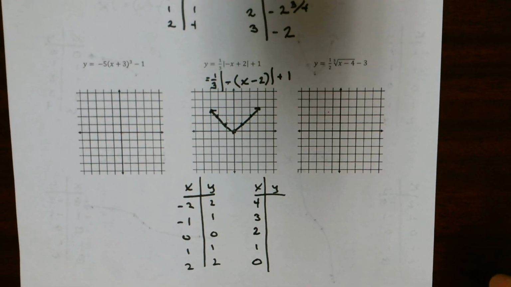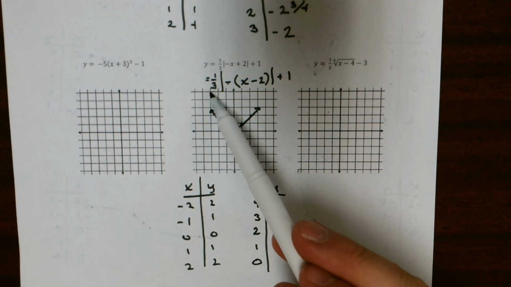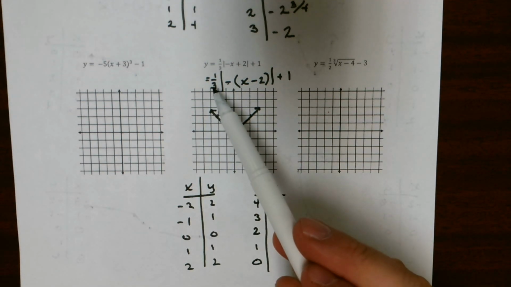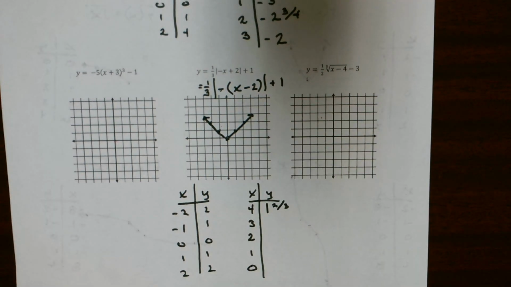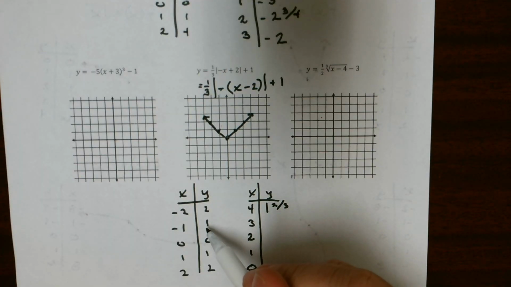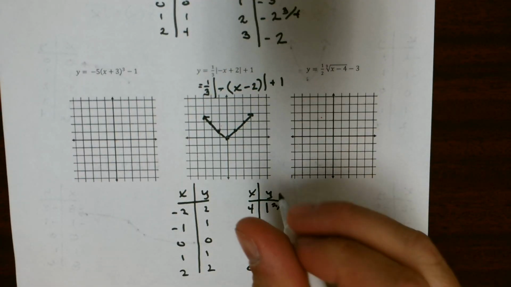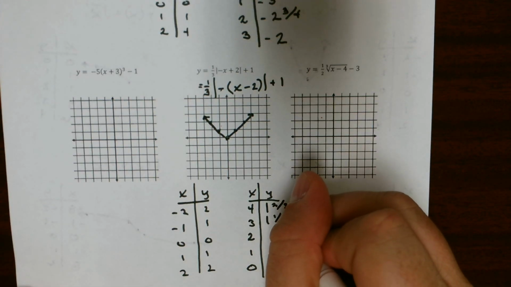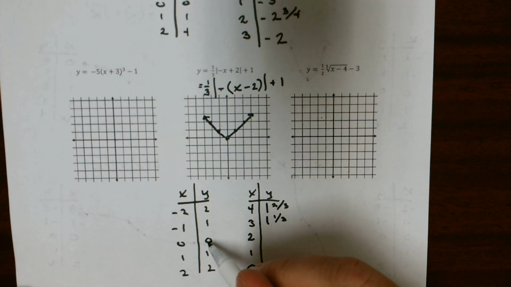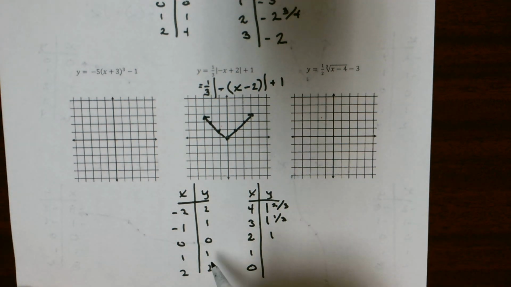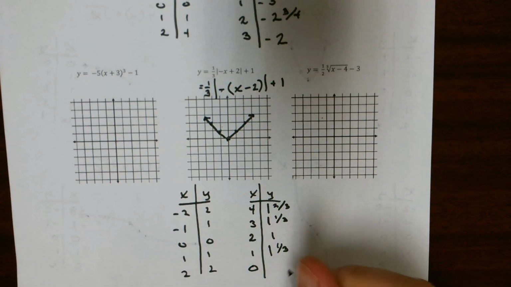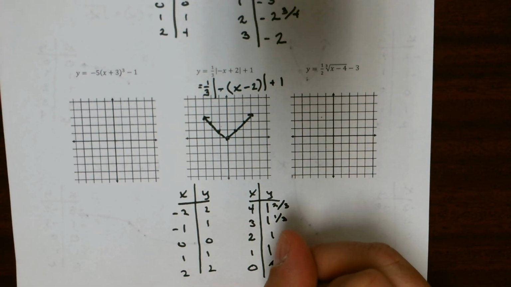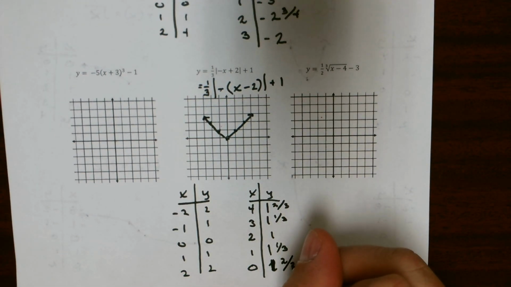Okay, so now y coordinates, we need to multiply by 1/3 and then move up 1. So 2 times 1/3 is 2/3, plus 1 is 1 and 2/3. 1 times 1/3 is 1/3, plus 1 is 1 1/3. 0 times anything is 0, plus 1 is going to be 1. And we already did 1, so we know we're going to get 1 and 1/3. We already did 2, so we know we're going to get 1 and 2/3.